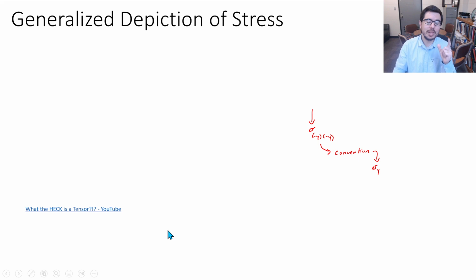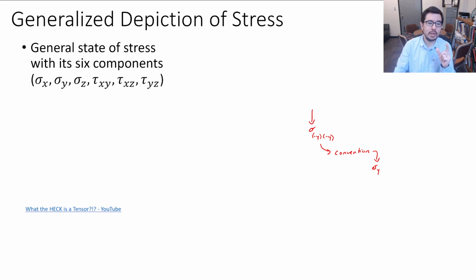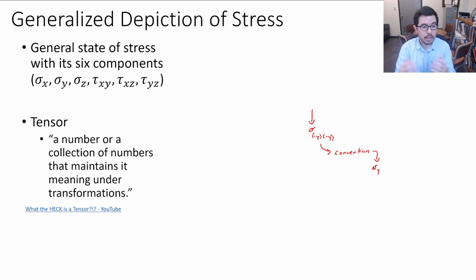math. Let's go back and just look at how we define or how we depict stress at a given location. The general state of stress has 6 components, and this is a slide, I think, back from session 4 where we talked about stress and strain. And we said that a tensor is a number or a collection of numbers that maintains its meaning under transformations, and that we could put these 6 components of stress into a tensor.